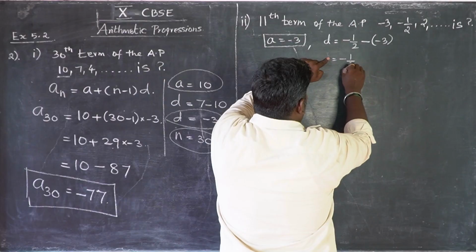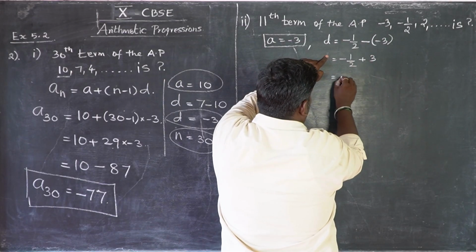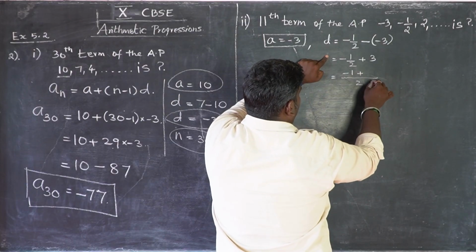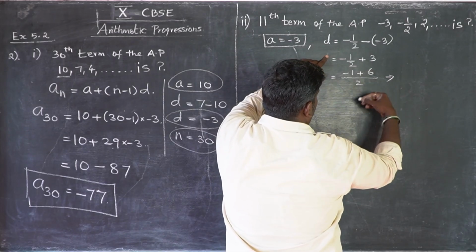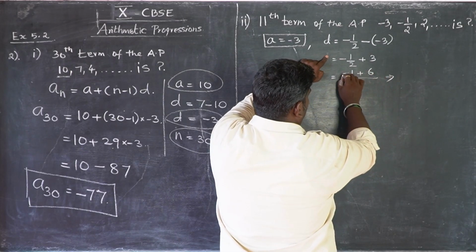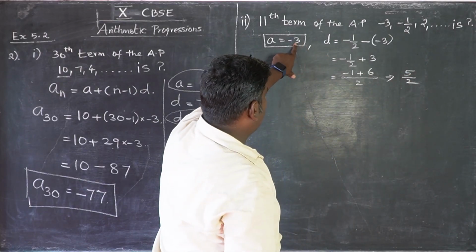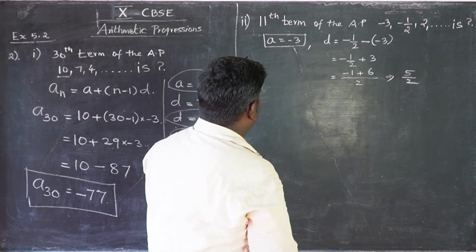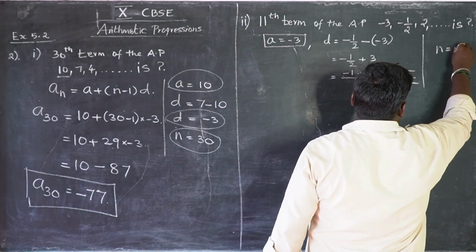So minus 1 by 2, minus into minus becomes plus 3. So if we take the LCM, 2 is the LCM. So minus 1 is here. 2 3s are 6. So 6 plus minus 1 becomes 5 by 2. So a value is minus 3. Common difference is 5 by 2. The question is the 11th term. So the value of n is equal to 11.